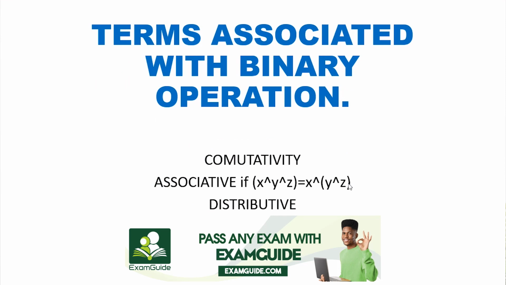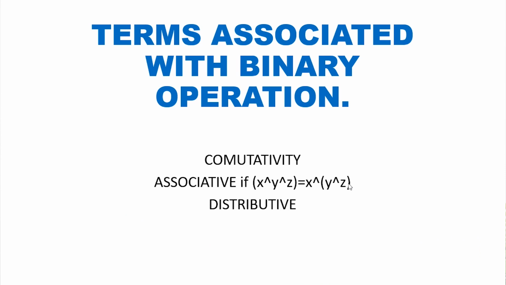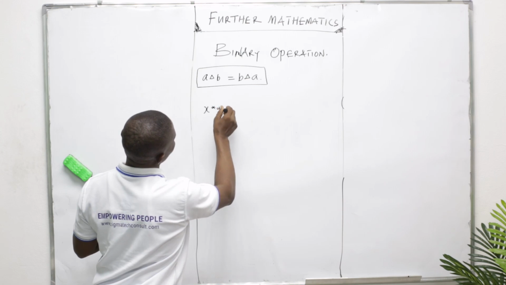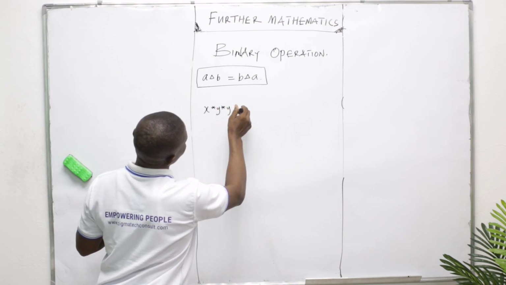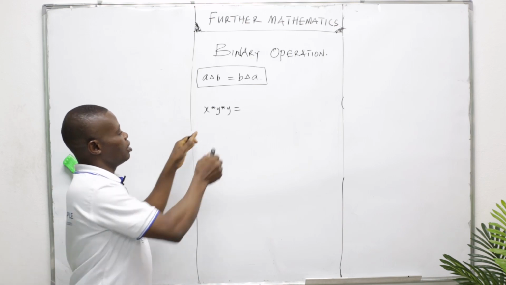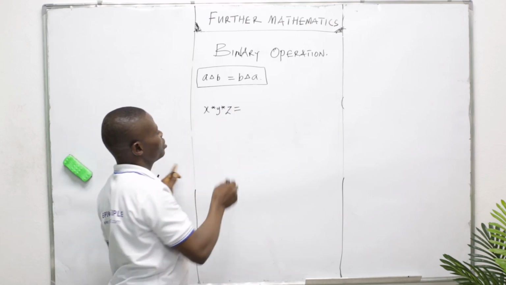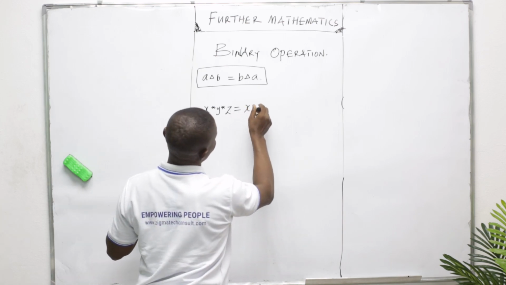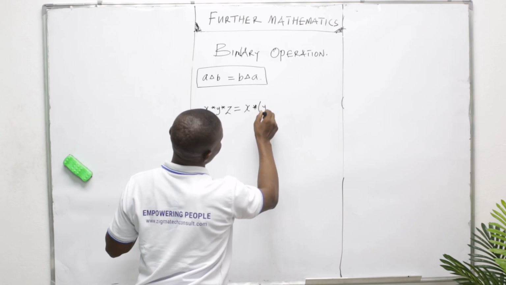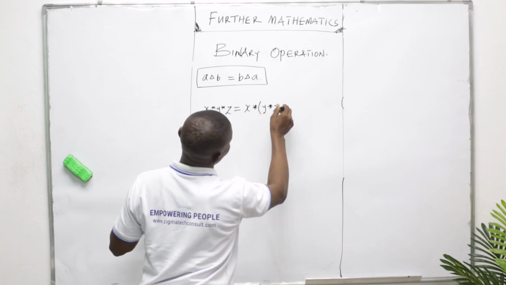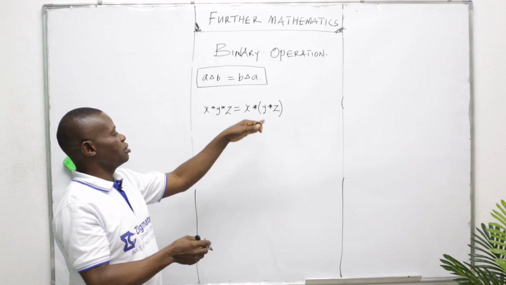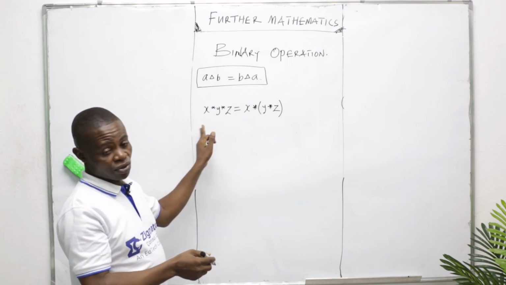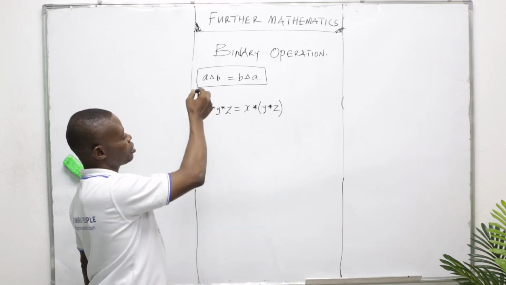Now considering the next term, associative. We have X operating on Y operating on Z. If the left-hand side could also be written this way, X operating on bracket Y operating on Z, they are said to be associative.